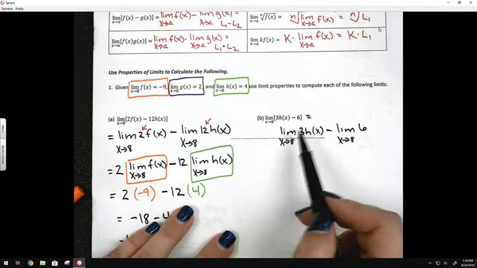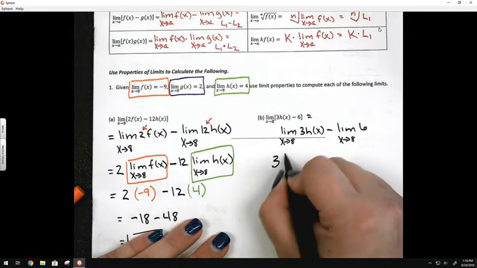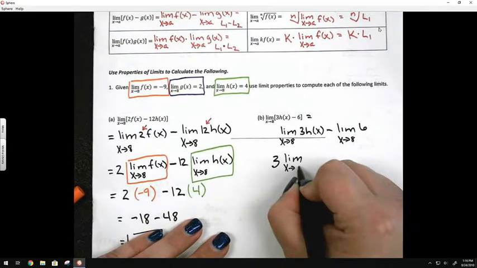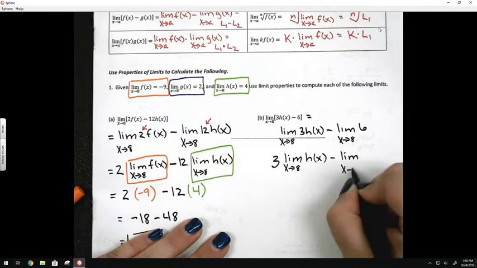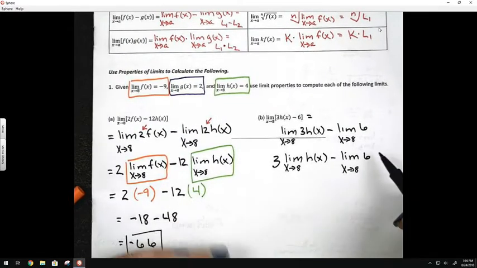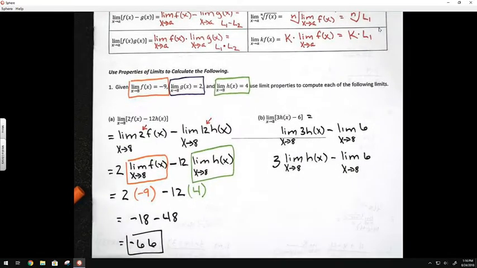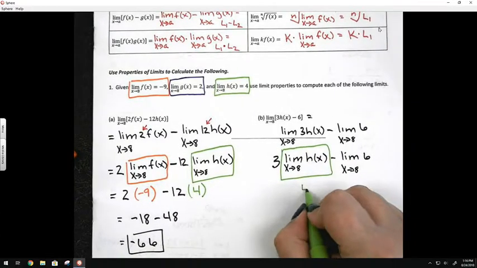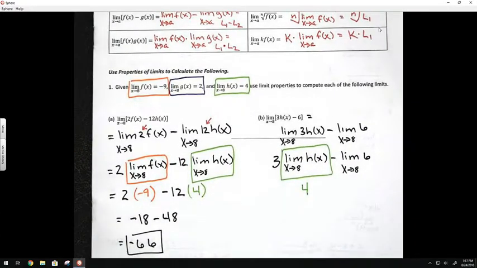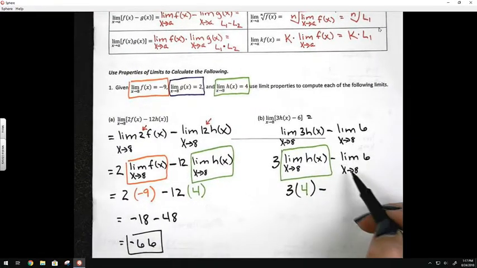All right, then pop that 3 out. So 3 times the limit as x approaches 8 of h of x minus the limit as x approaches 8 of 6. Now I don't want to pop the 6 out because there's no function there with it. So I could pop the 3 out, no problem. And then I can see that, oh, here's my limit of h of x. So I know that that right there is going to be a 4. And I'm going to have a 3 multiplied by it. But the problem is I need to know what the limit of 6 is as x approaches 8.